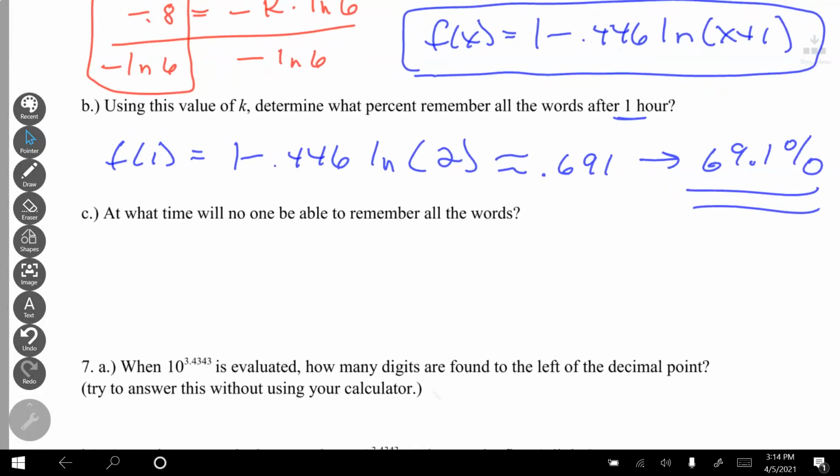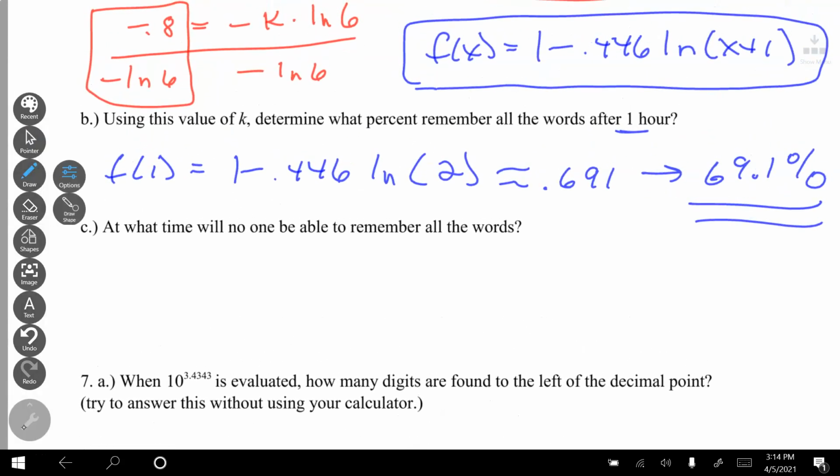Then it says, when will no one be able to remember? No one is when y is equal to 0. So I do 0 equals 1 minus 0.446 ln of x plus 1. Remember, I'm solving for x. Subtract the 1.